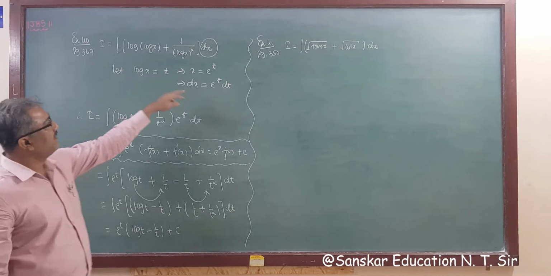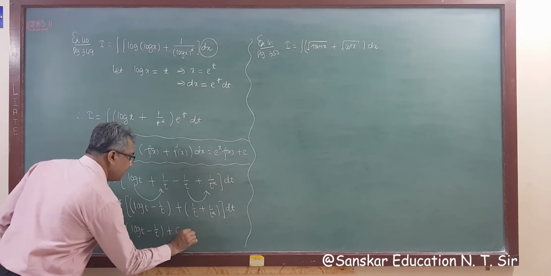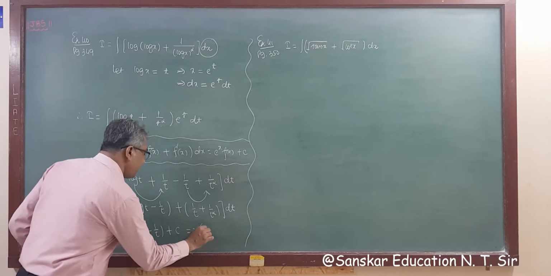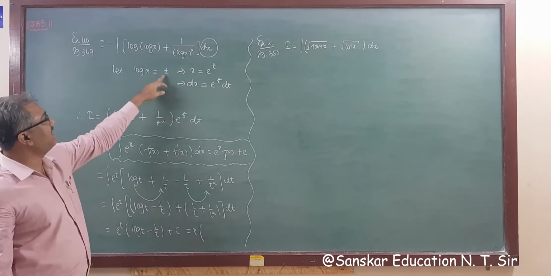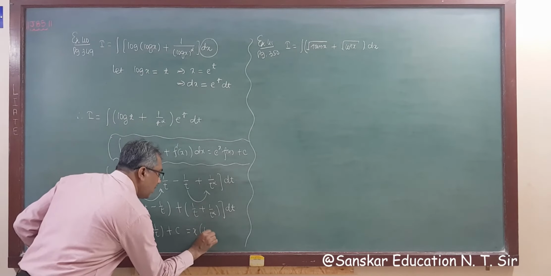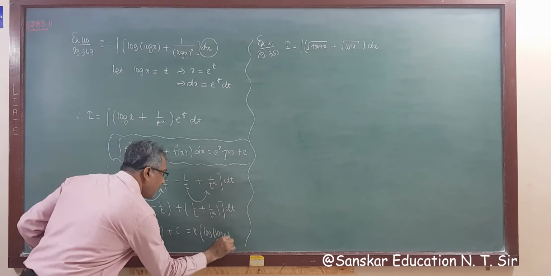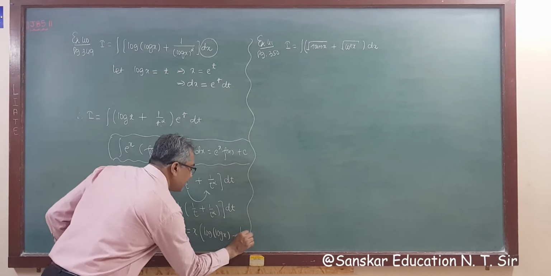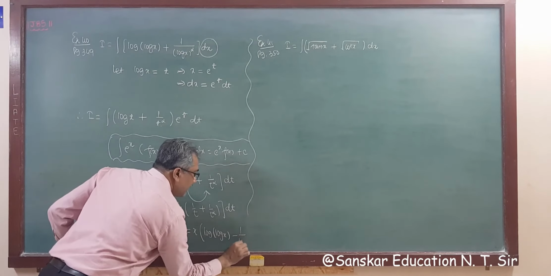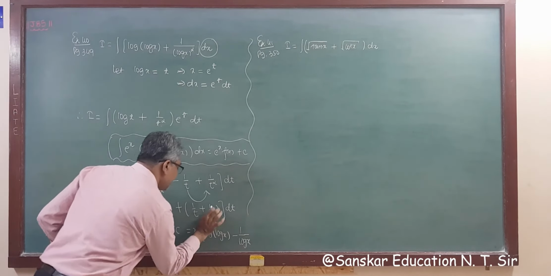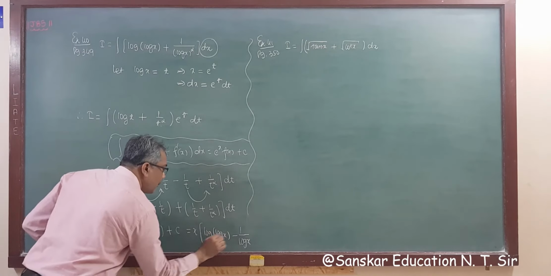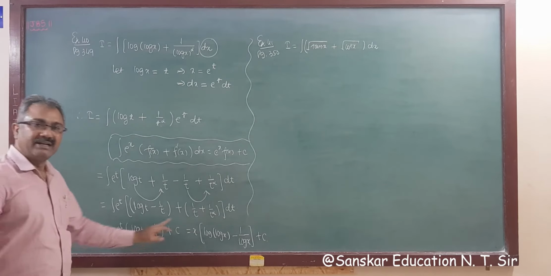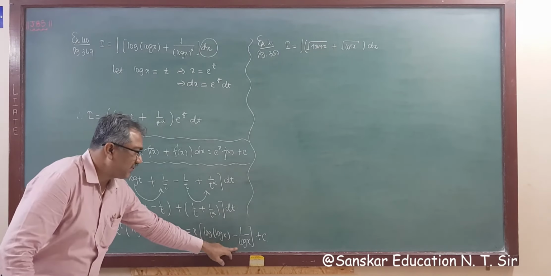Now e raised to t is x, so answer will be x. Log x is t, so log t is log x, so this is log of log x minus 1 upon t, that is 1 upon log x, minus 1 upon log x, right? And this bracket is over, plus c. This is your answer. Log t is log x minus 1 upon log x plus c.